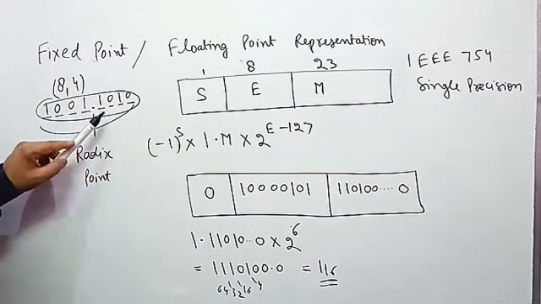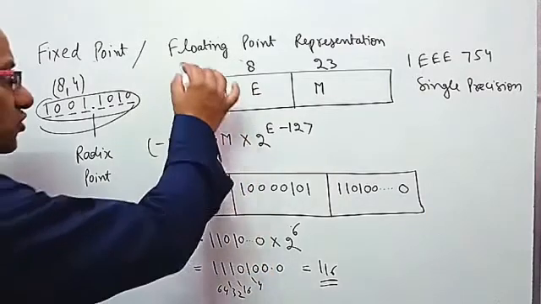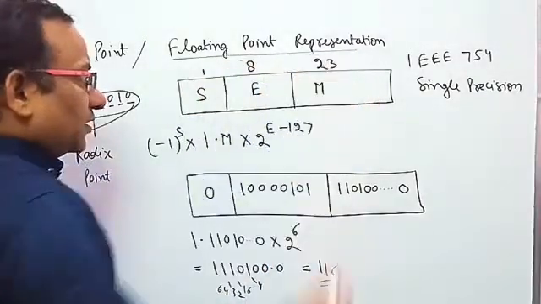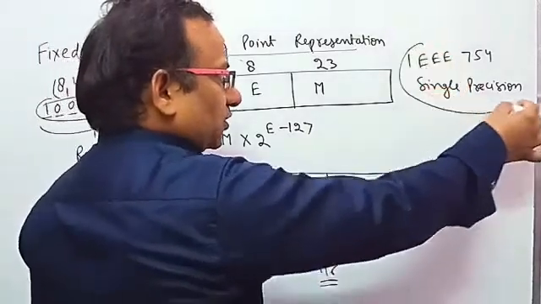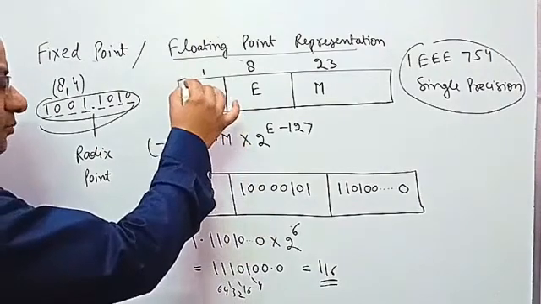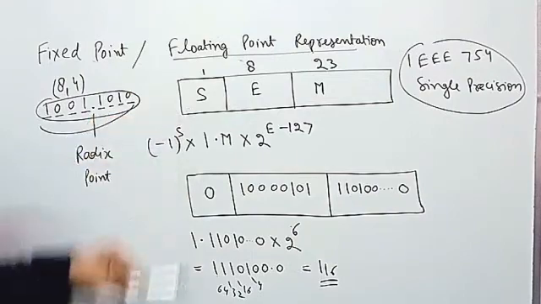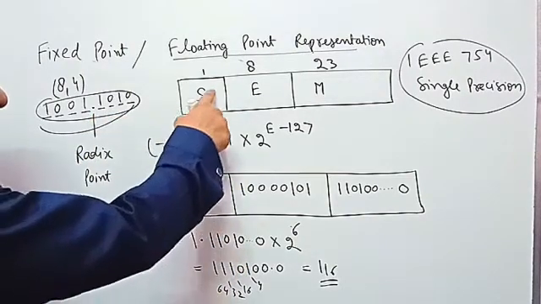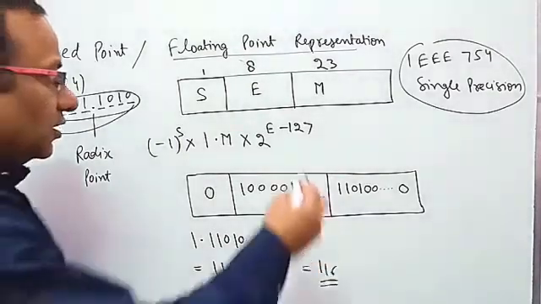Now, because of this, we can't represent very small and very large numbers accurately. So, the solution is floating point representation. Here, according to IEEE 754 single precision, the format is like this. First bit is the sign bit, which is responsible for defining whether the number is negative or positive: 0 for positive and 1 for negative.